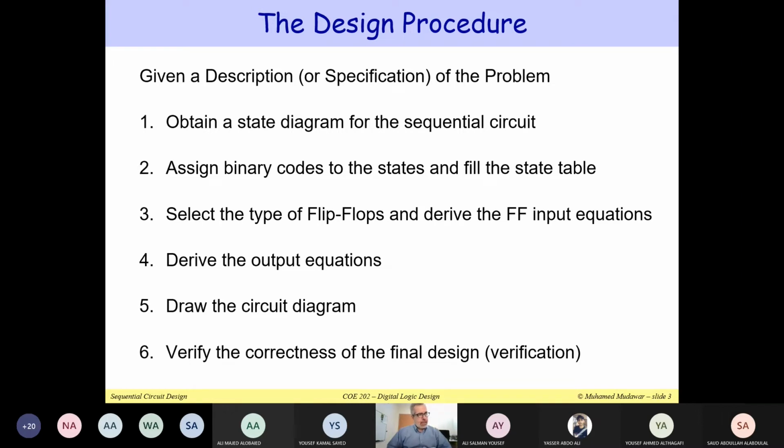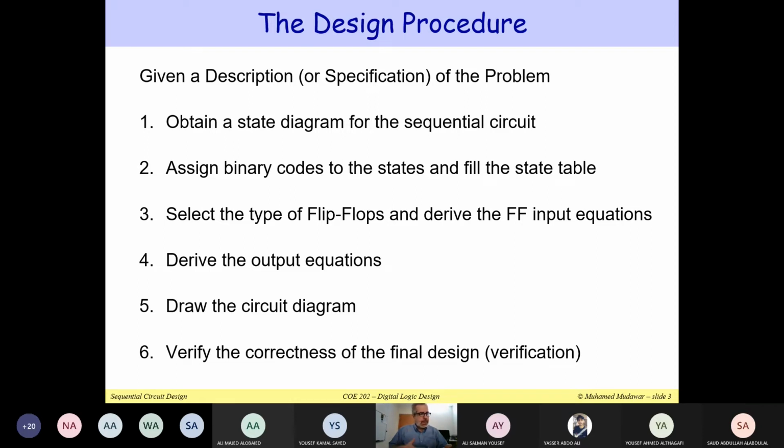The design procedure is just the reverse of the analysis procedure. So in the case of analysis, the circuit is given to us and we analyze it. And the purpose is to produce the state table and the state diagram. That will be the last step. In the case of the design procedure, what is given to us is a description of the problem. So we call this the specification.